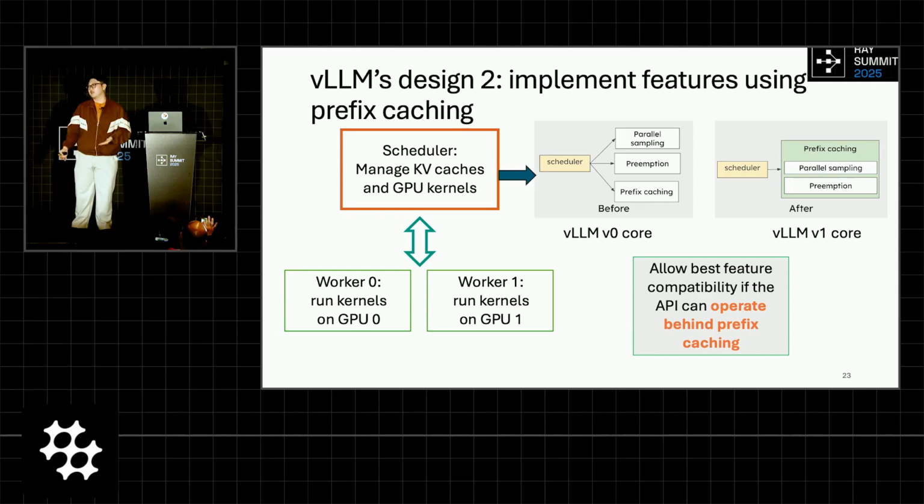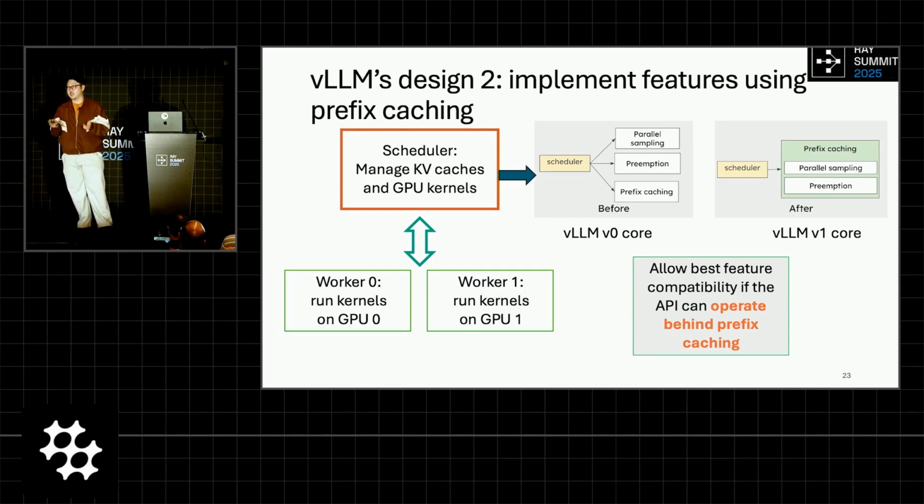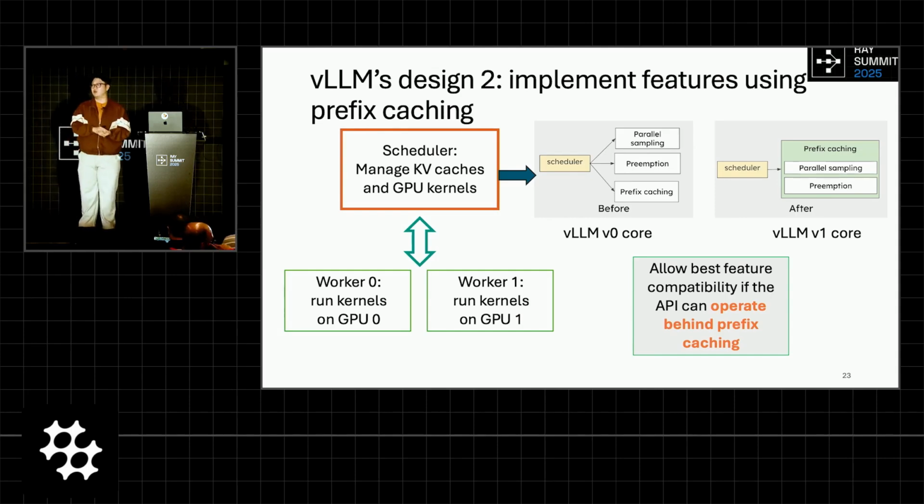In LLM serving, feature compatibility is very important. You want speculative decoding, you want to turn on chunked prefill, and all those things are compatible with prefix caching by design. If we hide the API behind prefix caching, we are automatically compatible with those features.